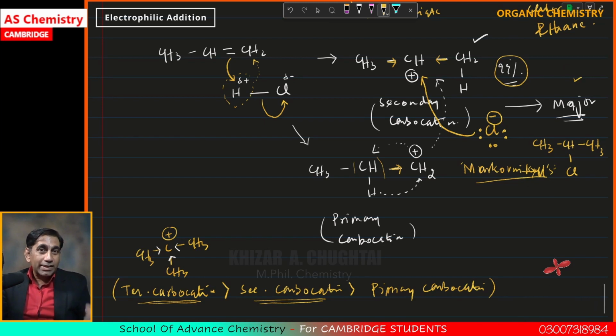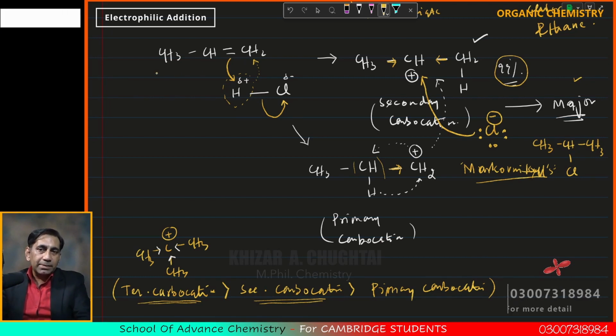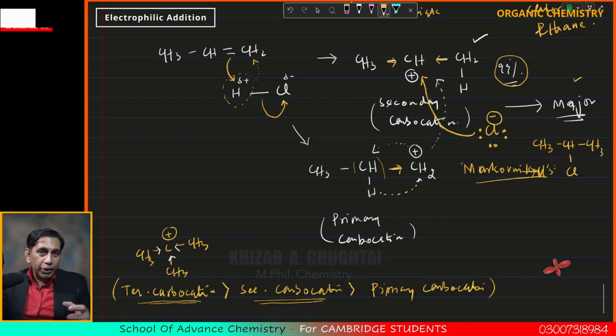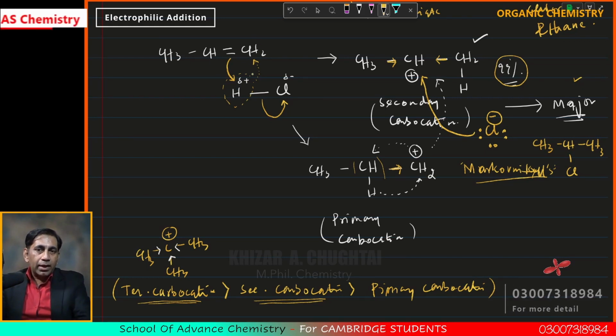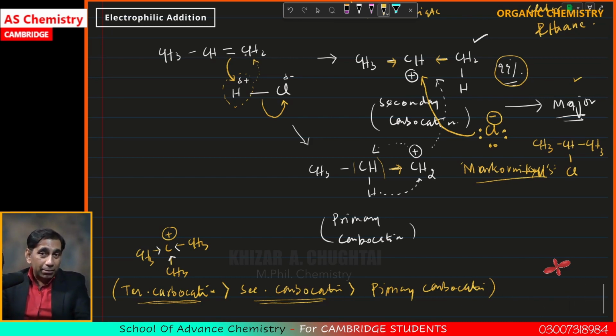So Markovnikov's rule tells us the shortcut to check the major product molecule, or the formula of the major molecule, whenever you are going to react an unsymmetrical alkene with an unsymmetrical reagent. Definitely when the bond is broken, there are two options. This H may go with this carbon, or it may go to this carbon. The main product is formed when H is donated towards that doubly bonded carbon that is already having more hydrogen, the one with the CH3 group.